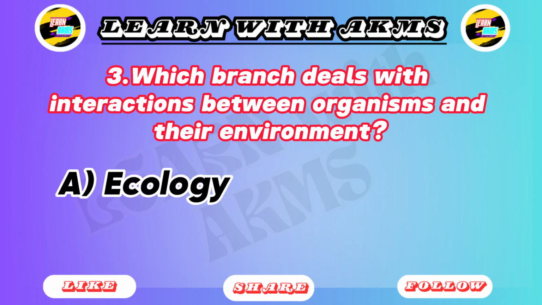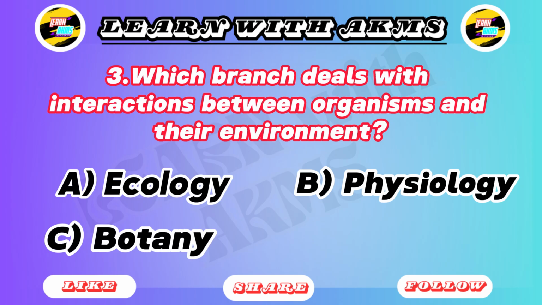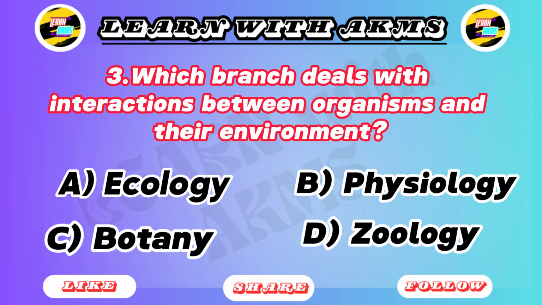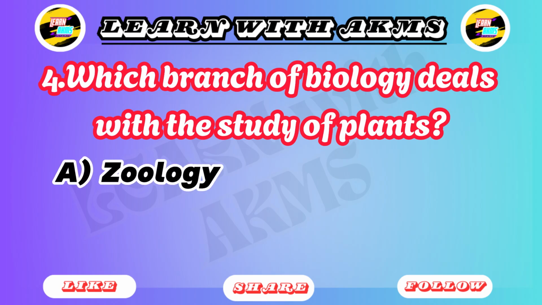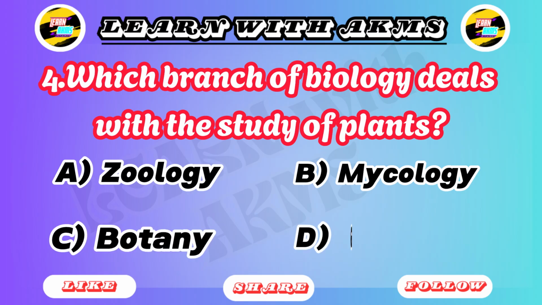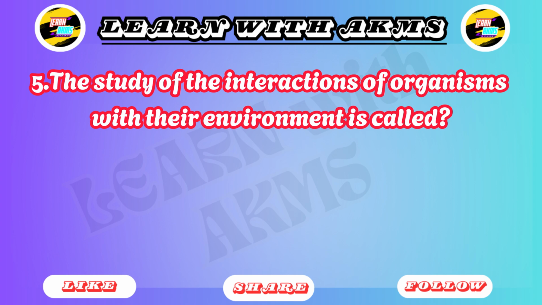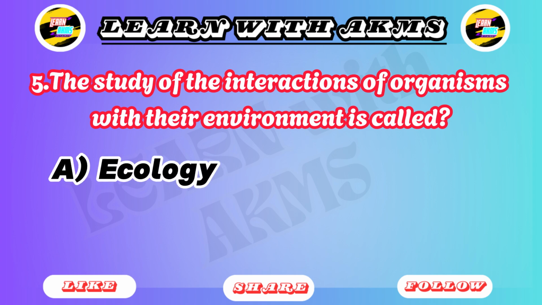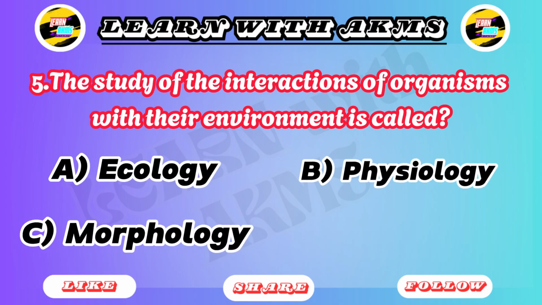3. Which branch deals with interactions between organisms and their environment? A. Ecology. B. Physiology. C. Botany. D. Zoology. 4. Which branch of biology deals with the study of plants? A. Zoology. B. Mycology. C. Botany. D. Genetics. 5. The study of the interactions of organisms with their environment is called: A. Ecology. B. Physiology. C. Morphology.